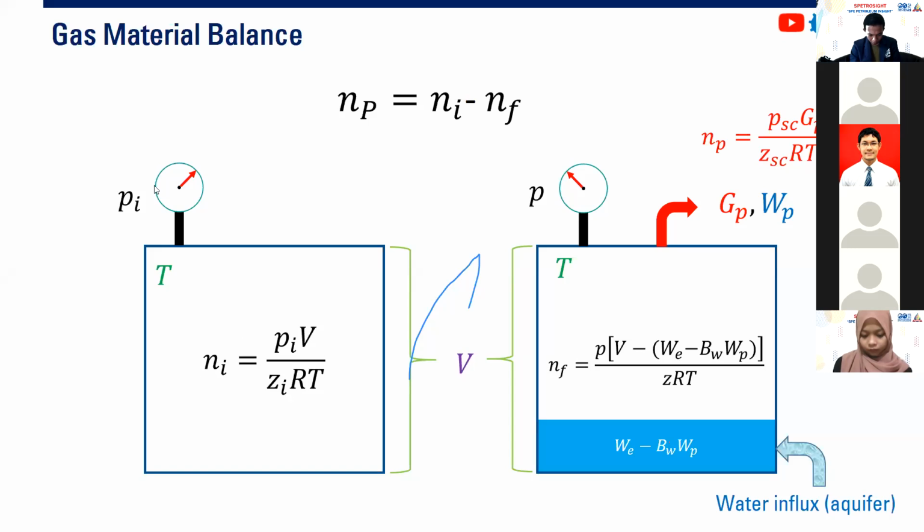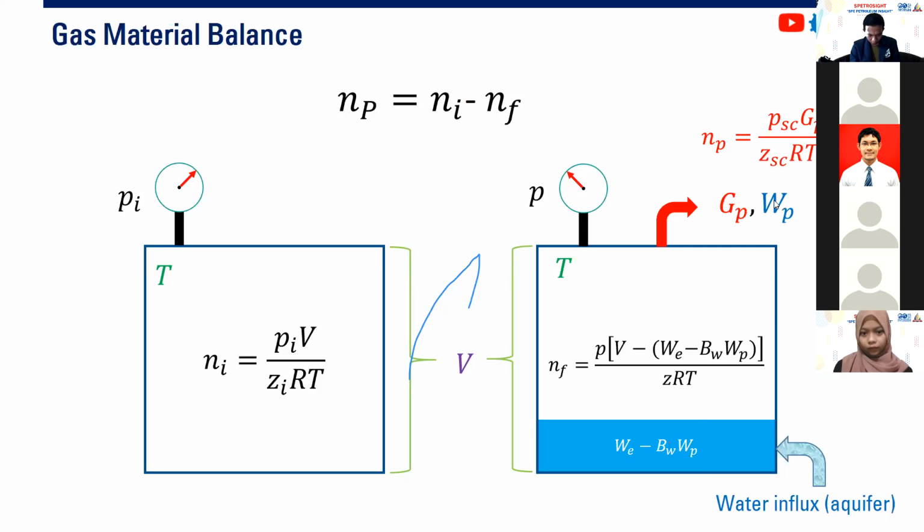We start with initial reservoir pressure, and we assume isothermal operation so that the temperature is constant. The volume of the body of the reservoir is also assumed constant, V, and then temperature T. Let's say we have water influx, we have an aquifer. So the net water influx will be We minus Bw Wp. We produce the gas up to Gp and the water up to Wp.